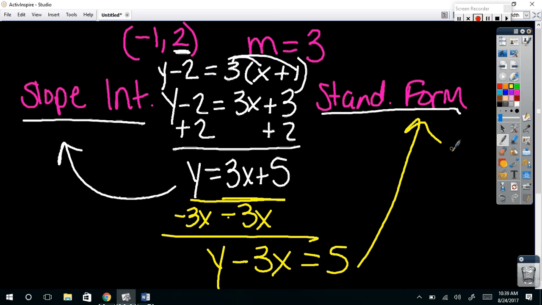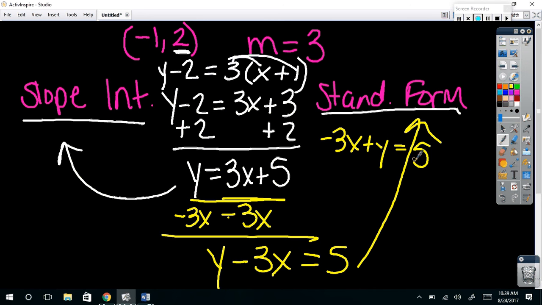Does that make sense, how we manipulated those equations to look different ways? It isn't standard, it's just backwards. Yeah, so you could write it as negative 3x plus y equals 5. So you can change it either way. Guys, yes? All right, stay focused, guys. I'm almost done, I promise.